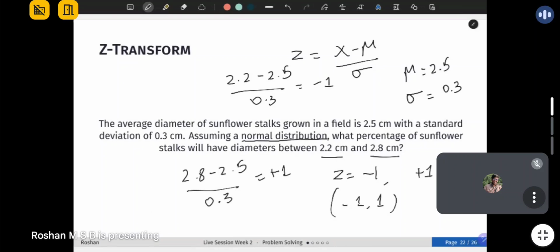If you go to the standard normal distribution table, you can calculate values for minus infinity to minus 1, and minus infinity to plus 1. You subtract these two, it will come around, I think, 68.57%.